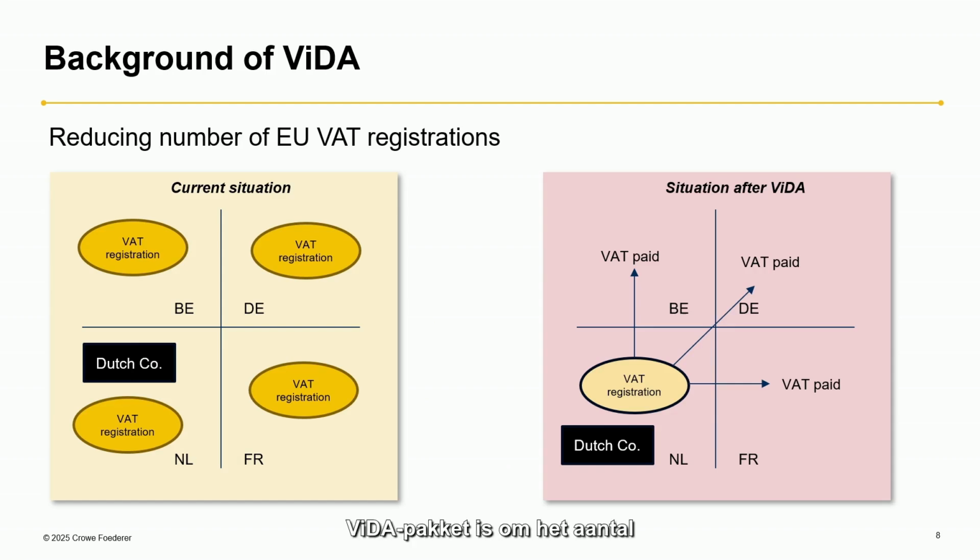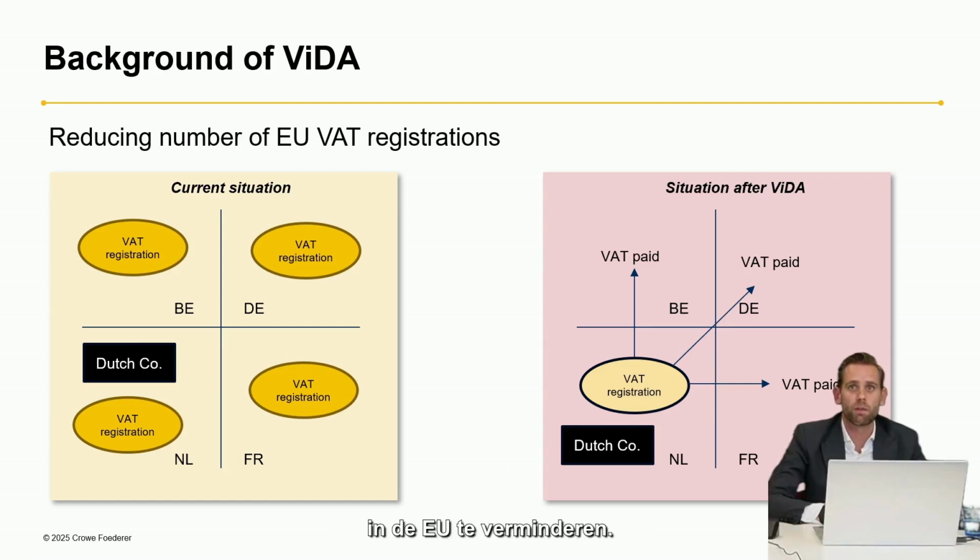Another reason of the ViDA package is to reduce the number of EU VAT registrations. So I've given you a simplified example here. So in the current situation, if we have a Dutch company, for example, and this Dutch company is operating through trading goods in several EU countries, it may need a local VAT registration in those countries. So for example, it may need a local VAT registration in the Netherlands, but also in France, Germany and Belgium.